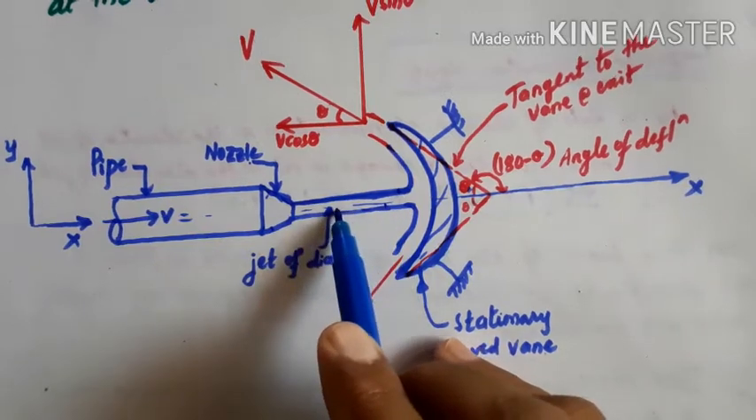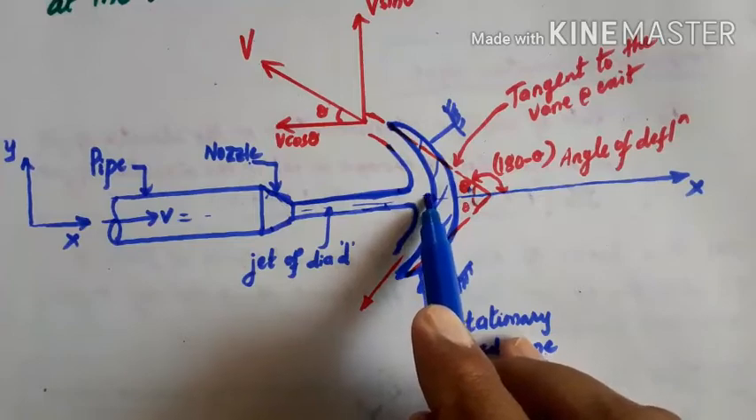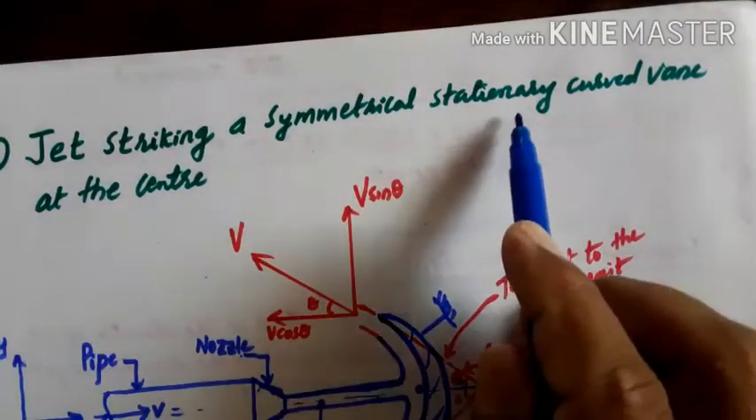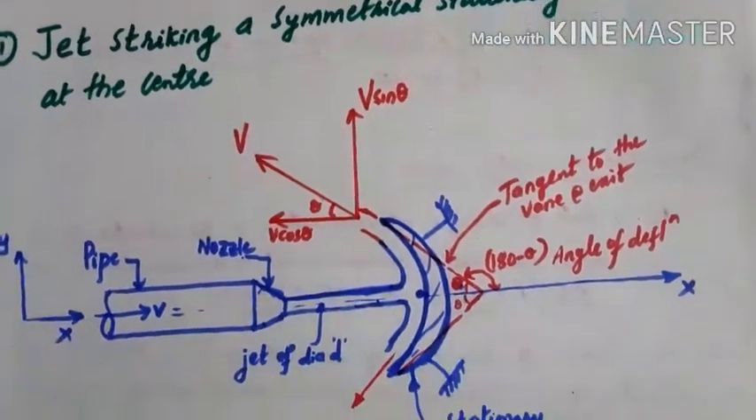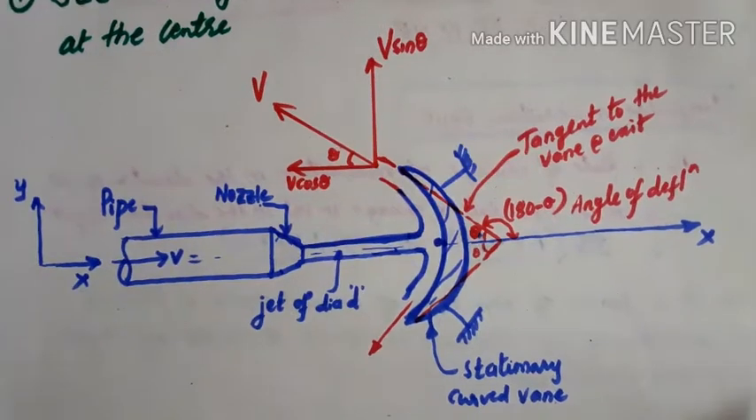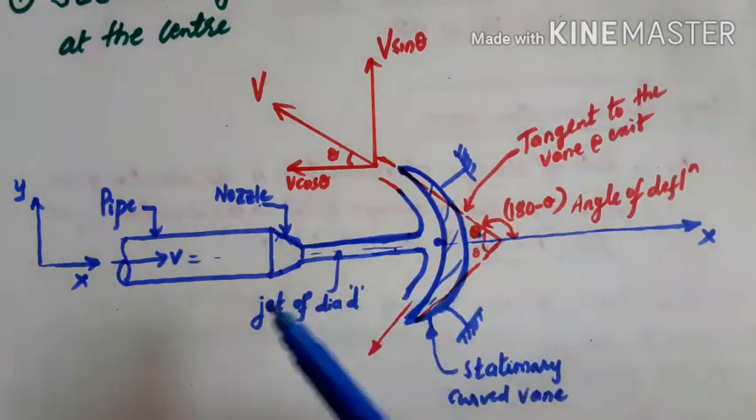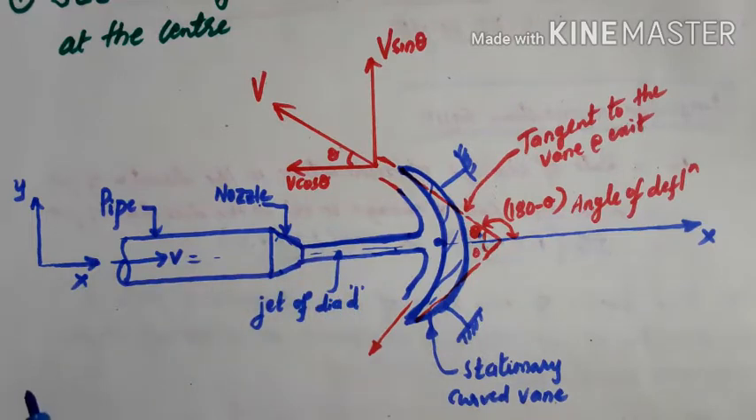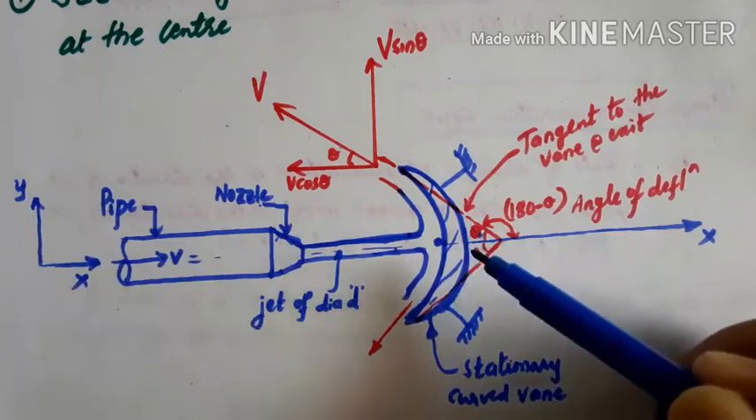Then it comes and hits the vane, and it is hitting at the center. That is our first case we are considering: jet striking a symmetrical stationary curved vane at the center. So we need to calculate what is the hydrodynamic force the jet is exerting on the vane. So consider a jet of water of diameter d moving with a velocity v, and it strikes the symmetrical curved vane at the center.